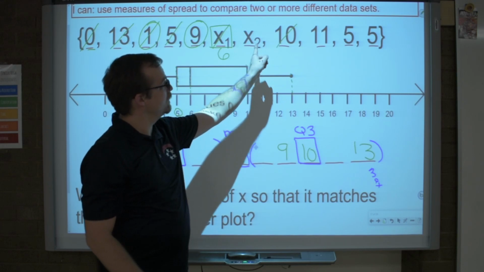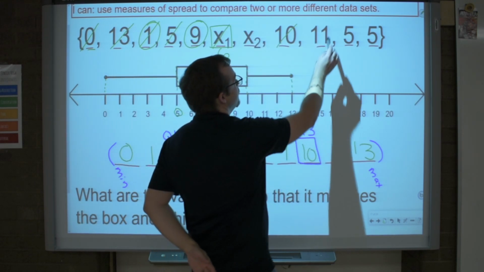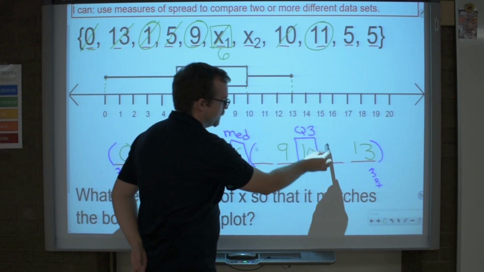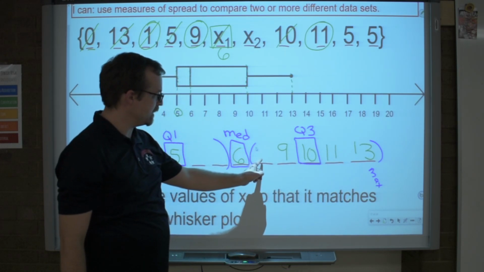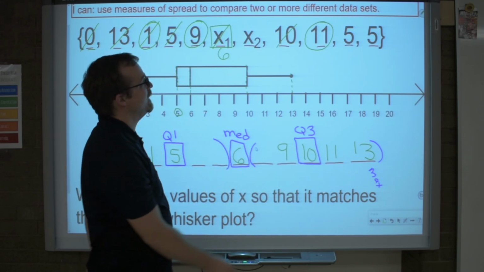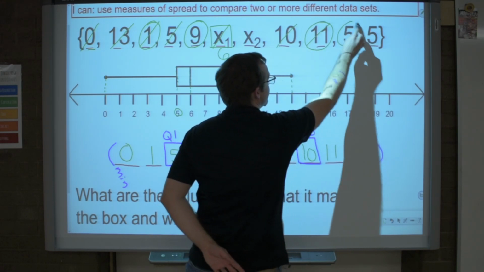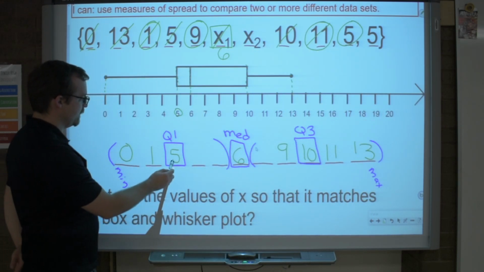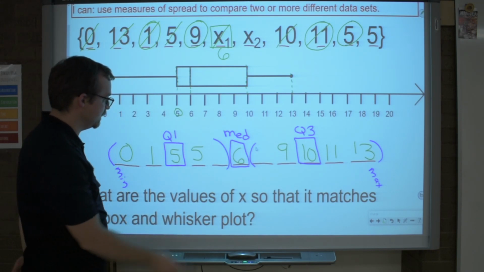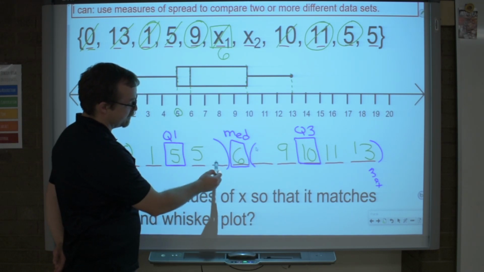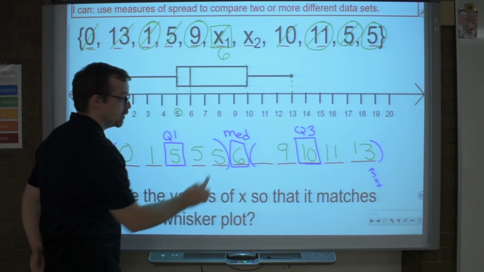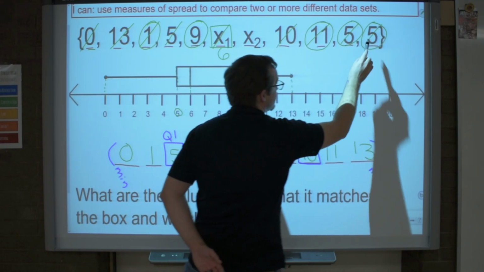Still looking for x2. Let's try placing an 11. Where can I place an 11? Well, I only see one place, and that'll be right there, right? I can't put 11 down here because it has to be greater than 10, so there we go. What about a 5? So we placed the 11. What about a 5? Well, I see a 5 here. Could I place a 5 here? I think so. That's perfectly fine. And what's great is I have another spot here, and I have another 5 to take care of, so I can put that 5 right here, and it fits perfectly. So that crosses that out.